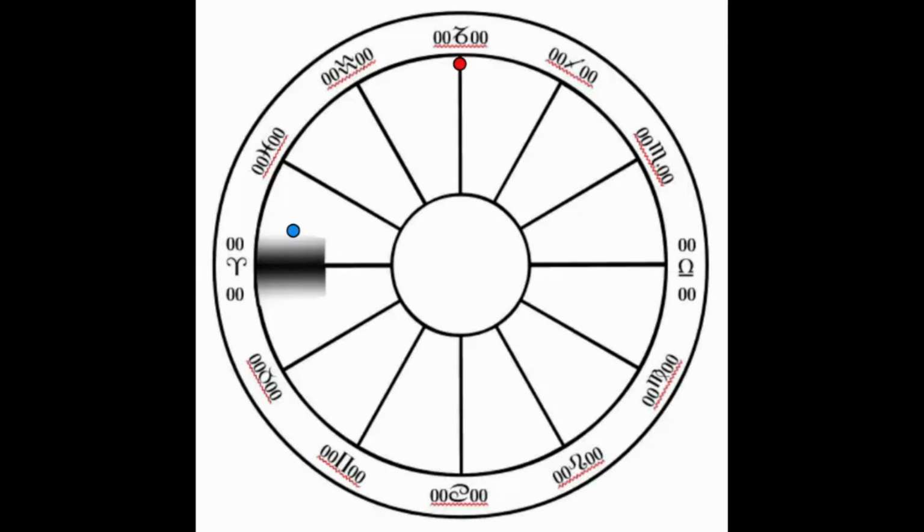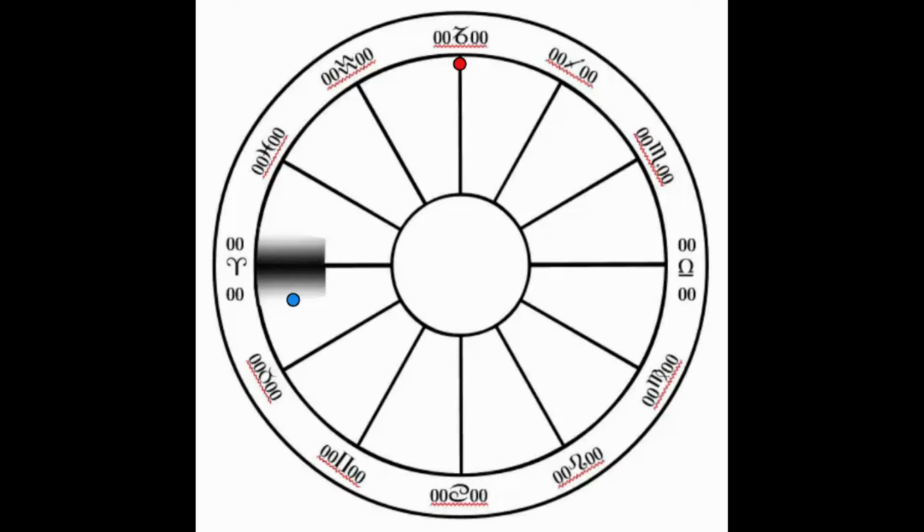Let's put our red planet in the top of the chart at 0 Capricorn and have the blue planet apply toward a square. There it goes. It's within orb of the square. It's getting closer to the exact position. The aspect is still applying. Now the square is exact. And from that moment on, the aspect will be separating. It's getting weaker. Now it's almost out of orb. And the aspect is no more.